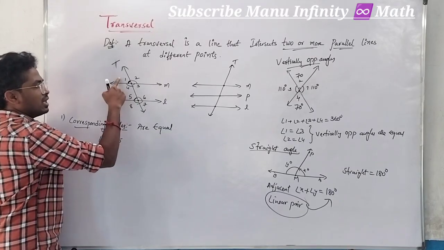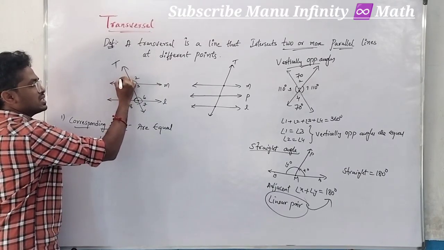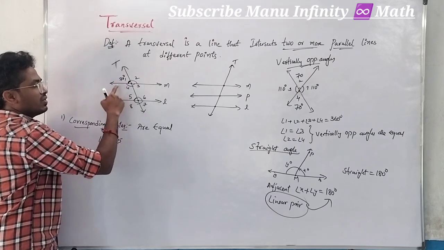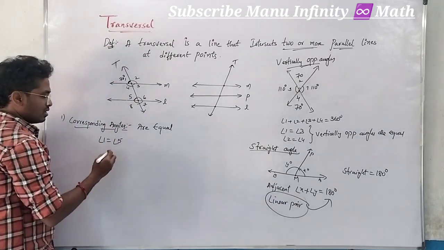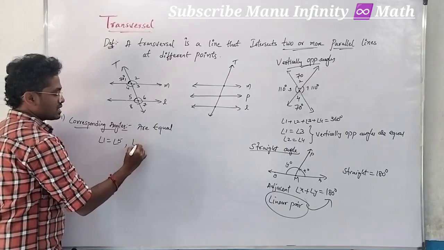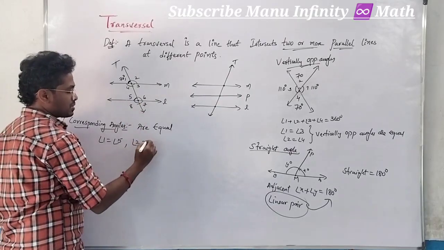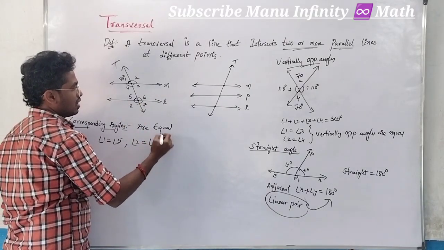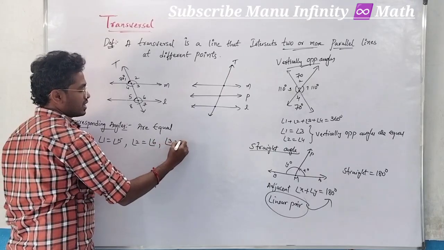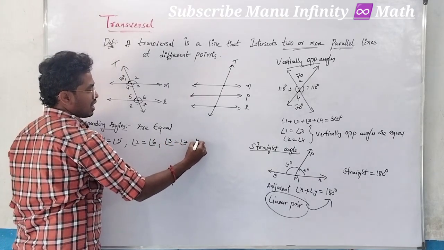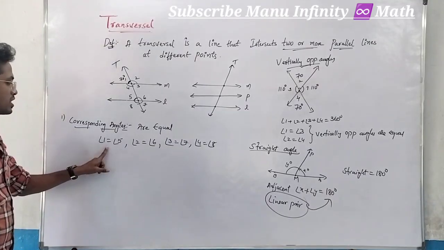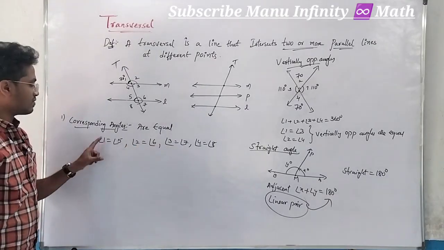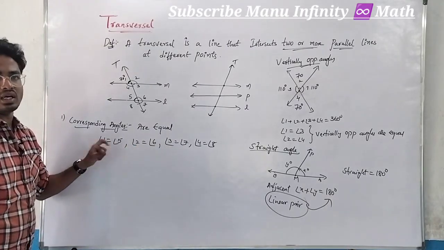Angle 1 ఎంత ఉంటే, suppose if I give this is 70 degrees, we can say angle 5 is also 70 degrees, right? Next, what are the other corresponding angles? Angle 2 కి corresponding ఏది, angle 6, and angle 3 కి corresponding ఏది, angle 7, అలాగే angle 4 కి corresponding ఏది, angle 8. So corresponding angles are equal.